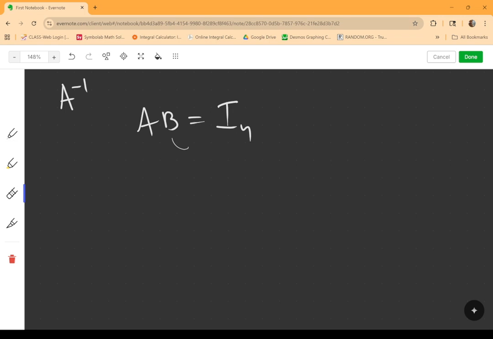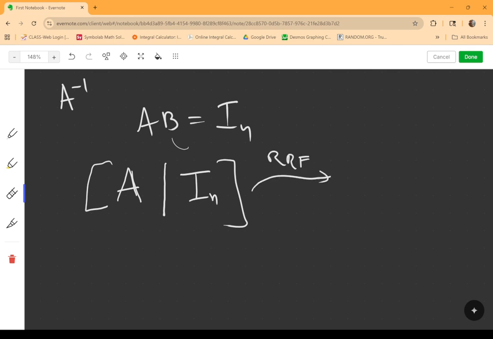We know what it has to equal. All of them have the same coefficient matrix, and each column gets set equal to the corresponding column of I_n. So what we want to do is create a larger matrix, where we augment A not by a column vector, but by the whole identity matrix. And the goal is that we reduce to reduced row echelon form.